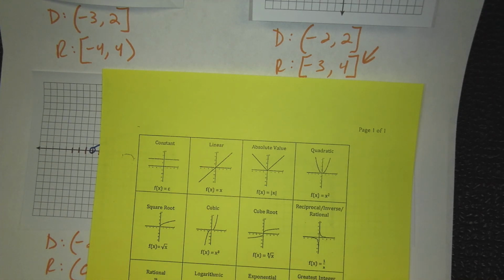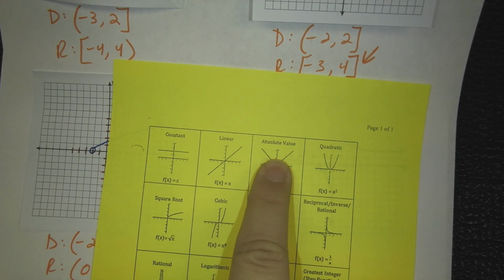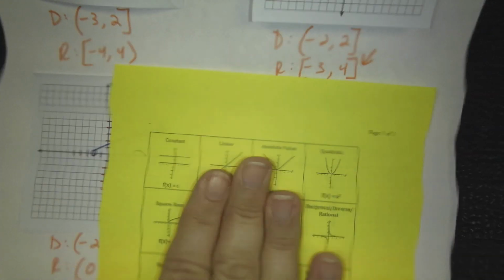Parabolas, praise the Lord. My domain is negative infinity to infinity. But my range is what? How tall is this? 0 to infinity. Okay. So keep these in here.